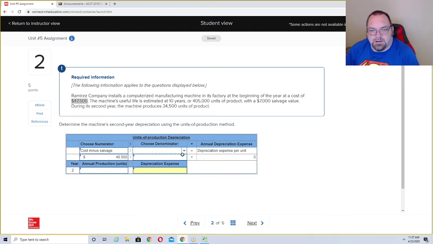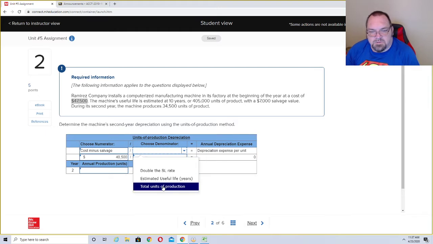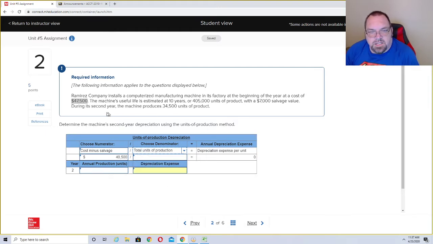Okay, my denominator is going to be the total units of production, which it says right here. The machine's useful life is either 10 years if we're doing straight line, or it's going to be these units of production. So that's my denominator there, 405,000 units. Okay, 405,000. So my depreciation expense per unit is 10 cents.